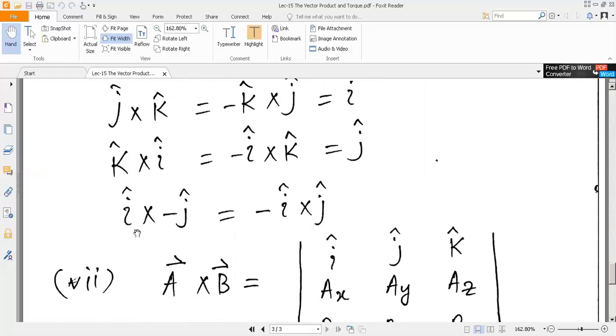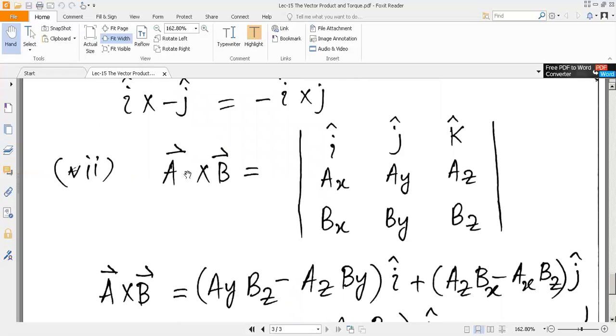And if we are having two vectors, then we can exchange the sign of these two vectors in cross product. As you can see here, i cross minus j is equal to minus i cross j.